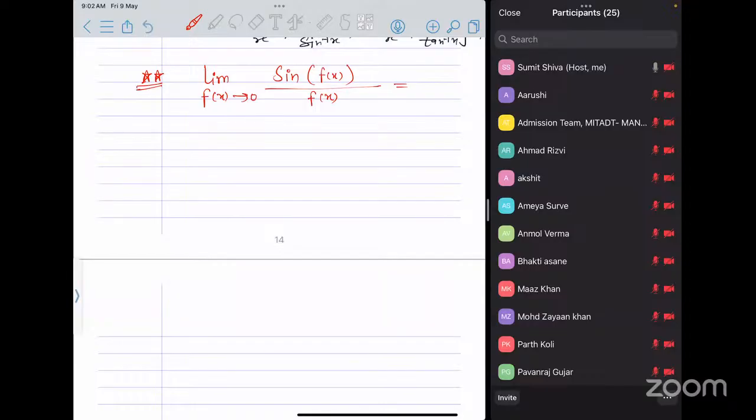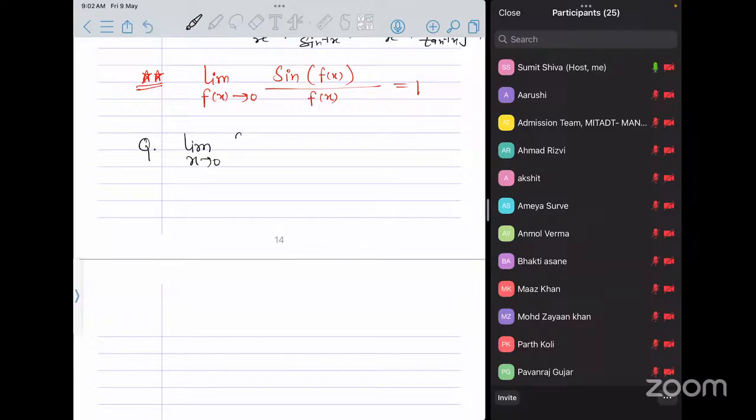Yes. What will be the answer? If we have f of x tending to 0 and f of x is working as an argument of sin, so answer will be 1. So the question will be framed in such a way that there will be a function in argument of sin and that function will be tending to 0. So you have to manage that function in denominator also by manipulating it, and in that case answer will be 1. So let's say I have a simple possible question.